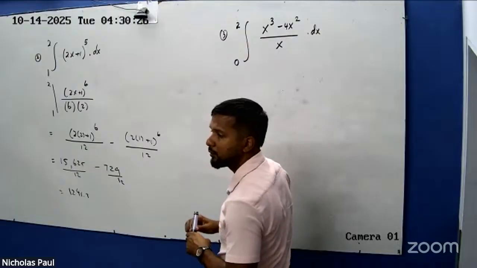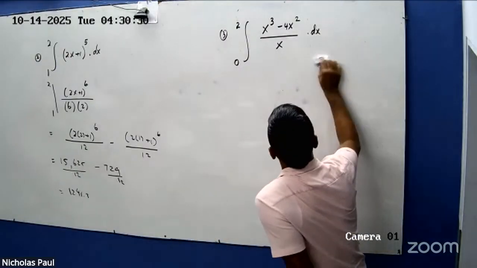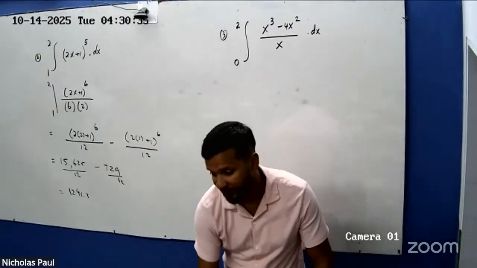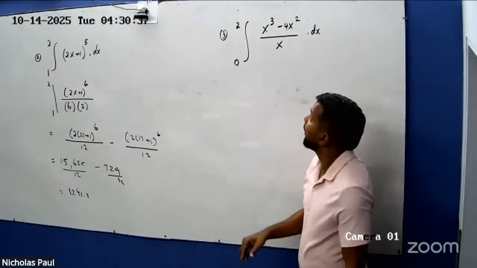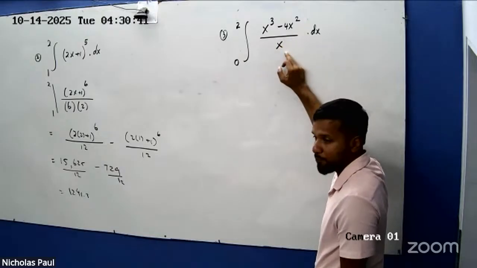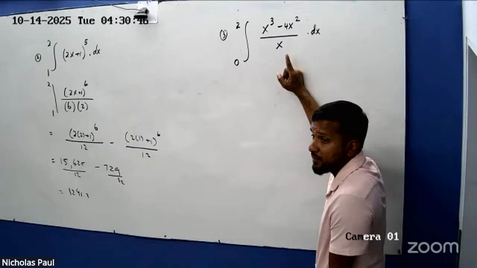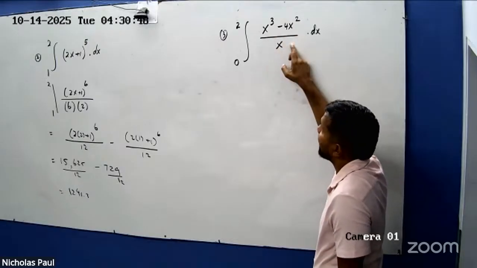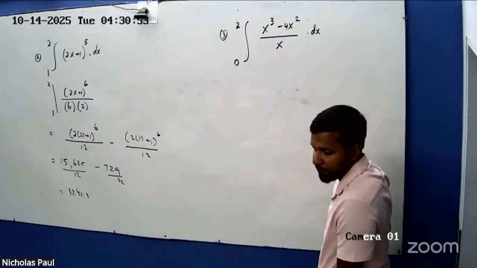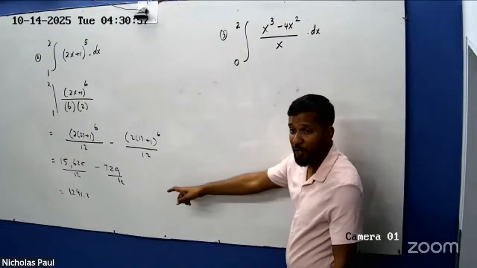What you'll do here before I integrate it? Bring up the x, or you just divide x cubed by x, x squared by x. So you have to simplify it first, right? So it's 3 minus 1, 2 minus 1, then you integrate. Try this fast. So simplify first. Everybody got that?